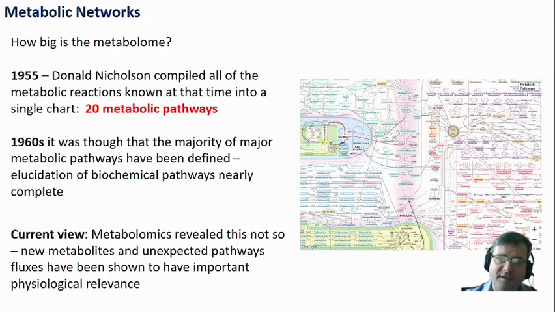New metabolites and unexpected pathways and fluxes within these pathways have been shown to have important physiological relevance and have been discovered. So actually it's a highly complex network of enzymes, of metabolites, all being controlled in different ways. Traditionally, we used to study one enzyme, one protein, and look at it in isolation. Nowadays, we know proteins and enzymes do not work in isolation, but they are part of these networks, and therefore we wish to study them on this scale. We wish to study them as part of these big networks.